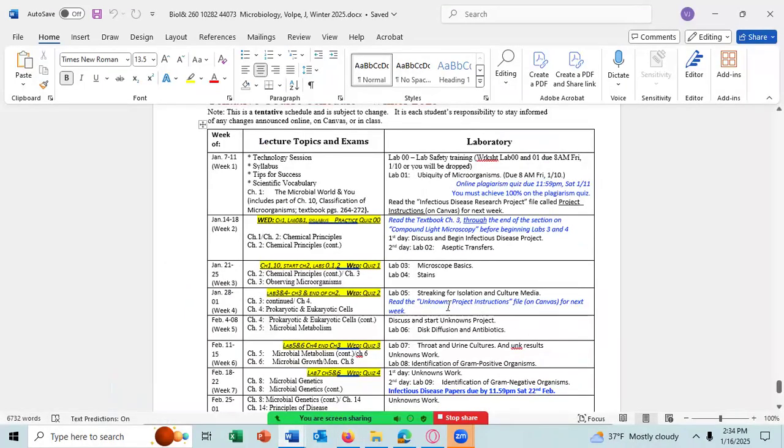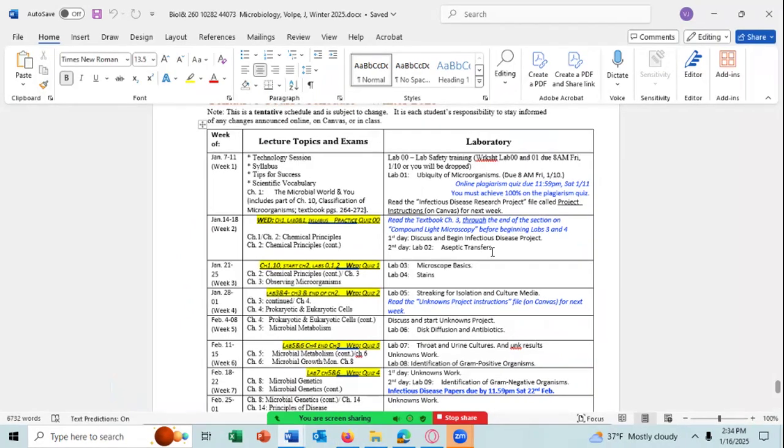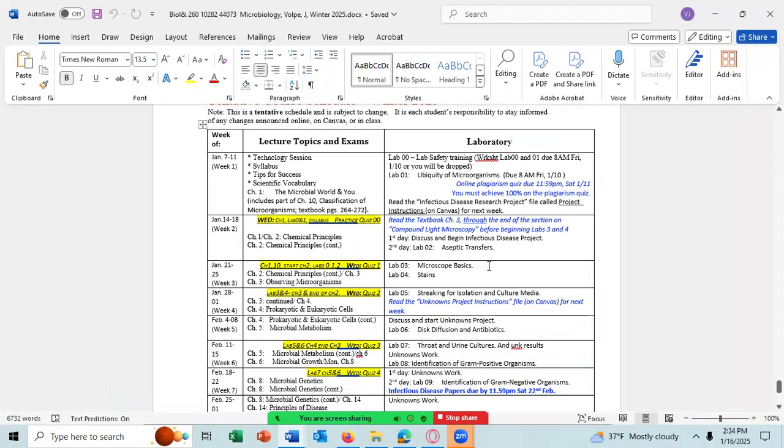Today is January 16th, and we should be covering Lab 02 on aseptic transfers. Let me remind you, you do need to read the textbook through chapter 3 through the end of the section discussing compound light microscopy. You need to have that read before we begin Lab 3 next Tuesday and Lab 4 next Thursday. Any questions about any of that?